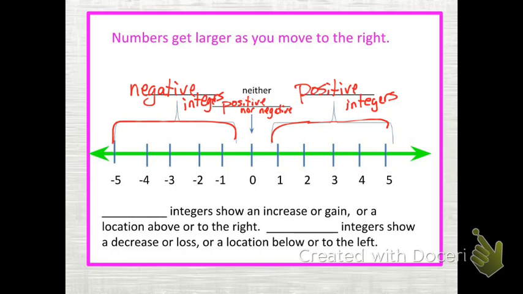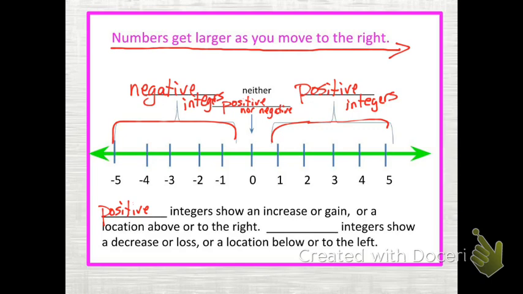Now, the thing that I really want you to focus on is this statement here at the top. It says, numbers get larger as you move to the right. So the farther to the right on a number line, the larger the number is. So it says, blank integers show an increase or a gain. What do you think that is, positive or negative? Positive. So positive integers show an increase or a gain or a location above or to the right.